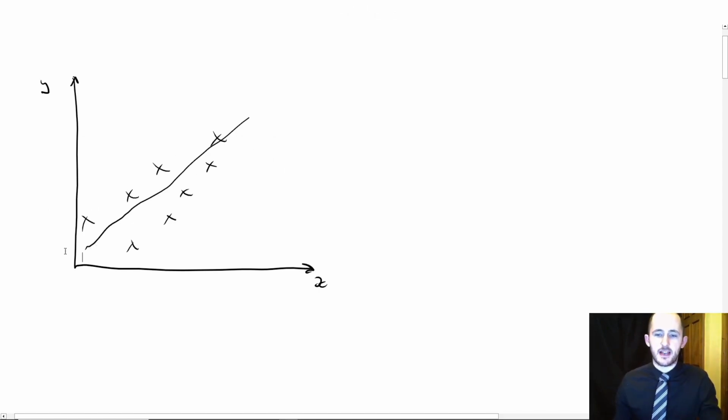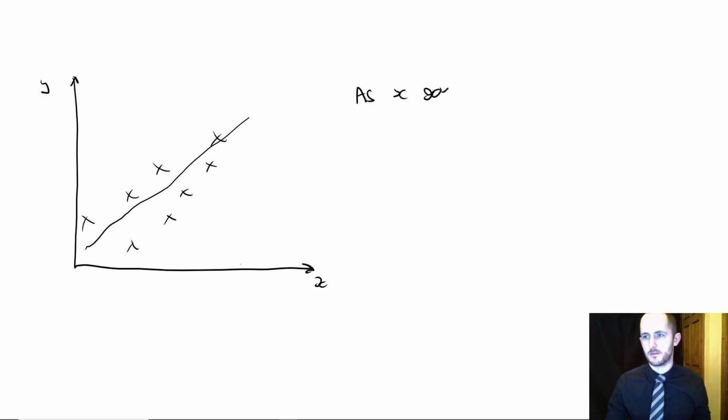And what this essentially allows us to do is have a look at the data and tell us if it's a positive correlation, negative correlation, or if there's no correlation at all. So what correlation means is that, in this sense, as x goes up, does y increase, decrease, or stay the same?